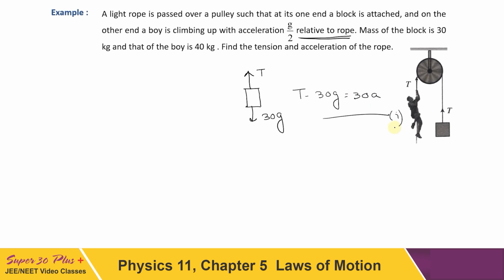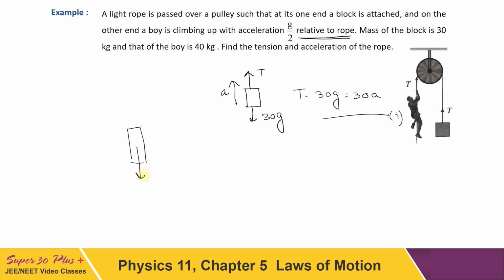Here I have considered that block is moving upward, which will generally be the case, because if on the other end you are climbing up the rope, then rope will come down. If block is not very heavy, the rope will come down and block will move up. So I have considered that case, block is moving up with acceleration a. What about this man now? Let us draw FBD for this man also.